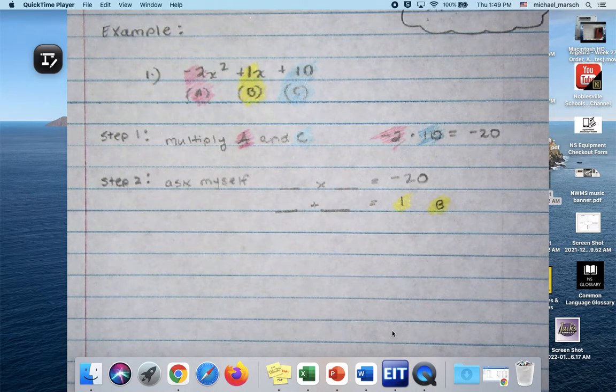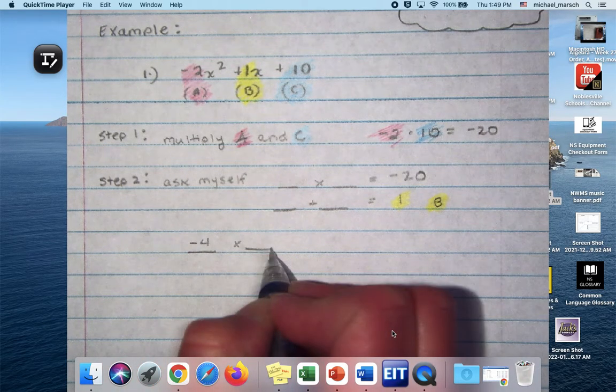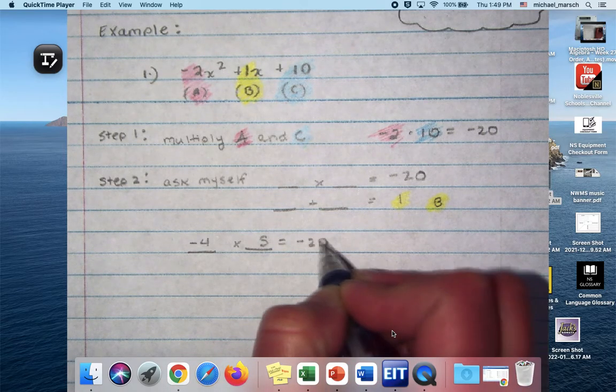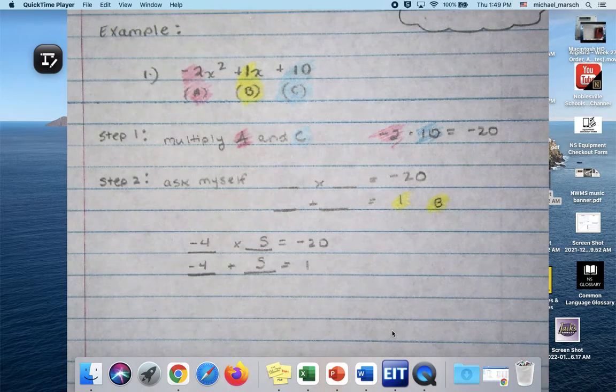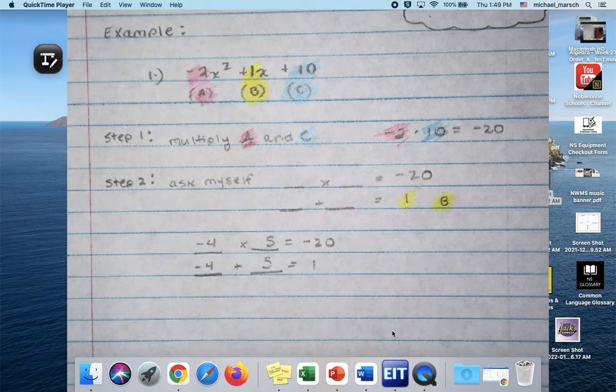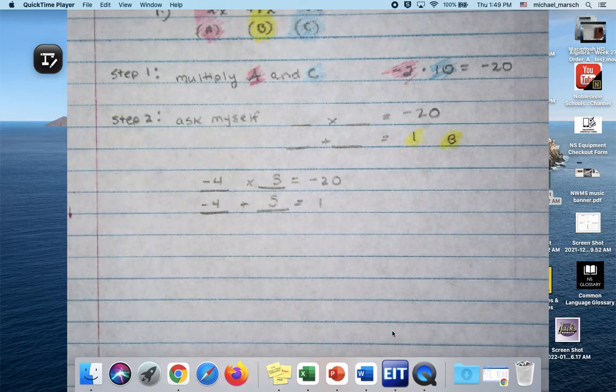So what numbers can I multiply to get negative 20 and add to get positive 1? I know it. Hayden? Negative 5 and 4. You're so close. Negative 4 and 5. Negative 4 and 5, yep. So we have negative 4 times 5 gives me the negative 20. Negative 4 plus the 5 gives me a positive 1. All right. So we have some numbers here. We're working our way through this process.